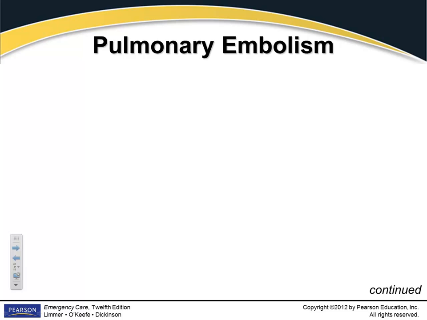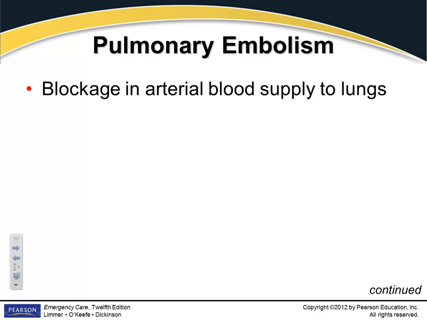What's a pulmonary embolism? Emboli is going to be a blockage, something that's moved through the vascular system and lodges in the lungs. A blockage in the arterial blood supply to the lungs. It could be a blood clot. It could be some fatty tissue. It could be anything that's entered into the vascular system.